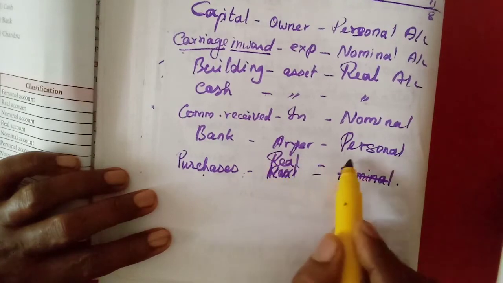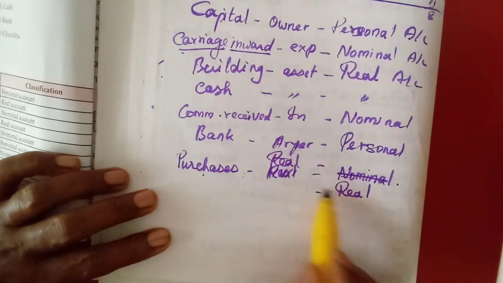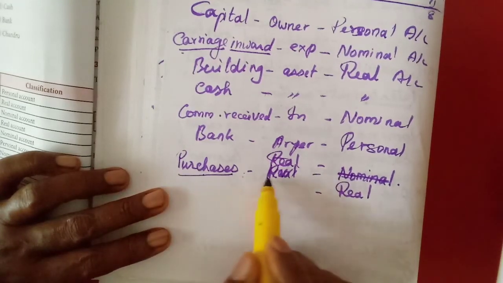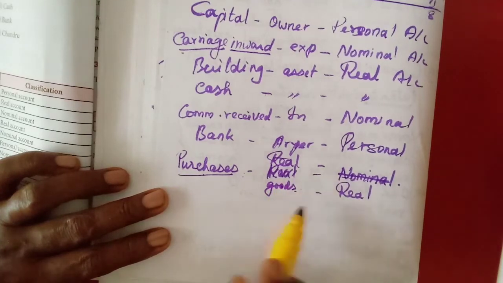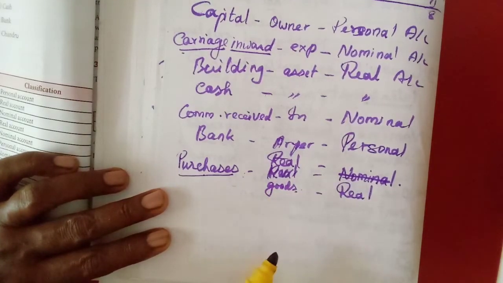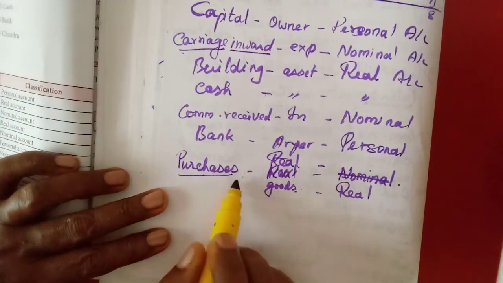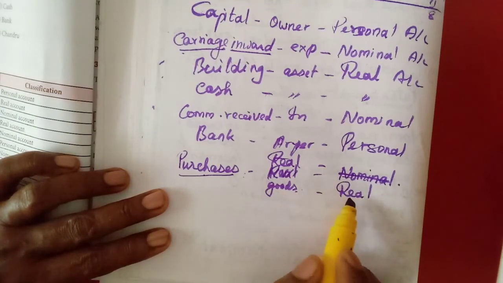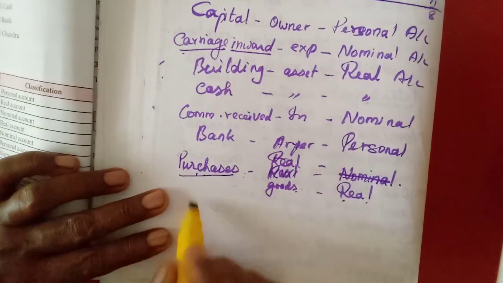Because purchases means what? We are purchasing goods, isn't it? Something is coming inside, so it will come under real. They have taken it as an expense, since we are spending something to purchase the goods. This rule will be correct: for a real account, debit what comes in. We will debit the purchases. So it is better to think of it as a real account.